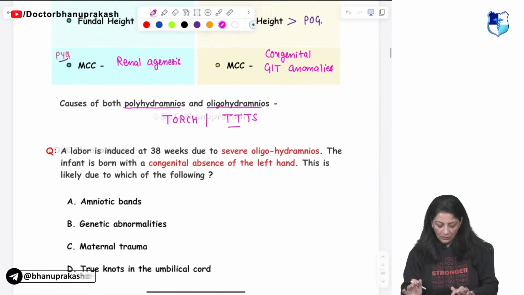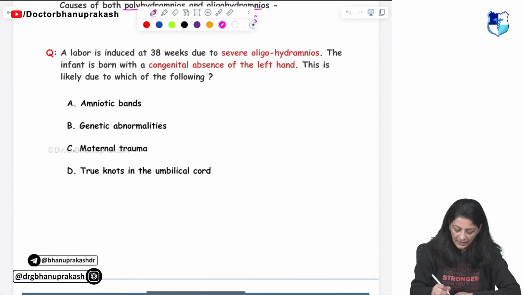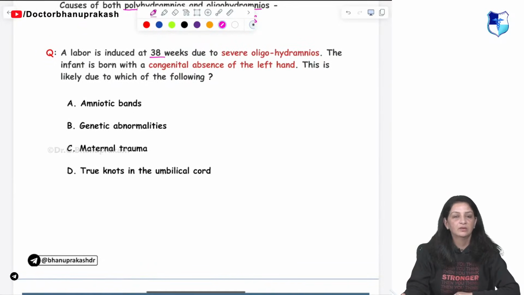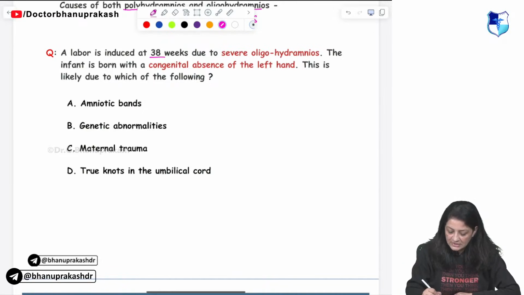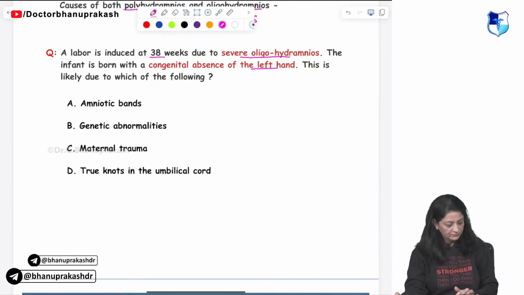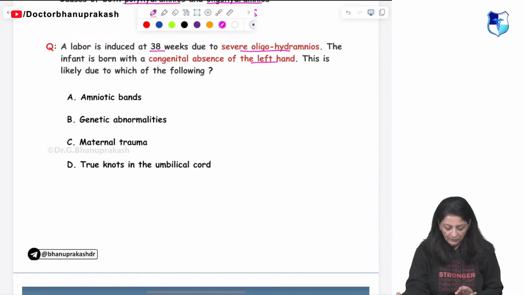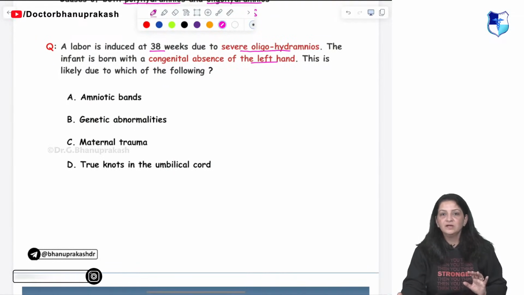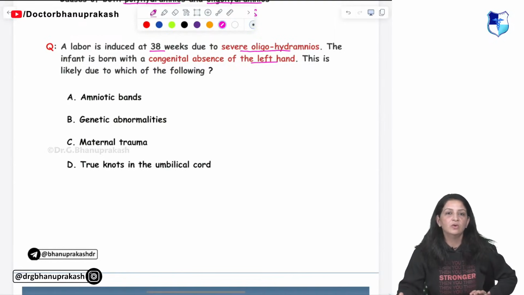Okay, clear? Now, labor is induced at 38 weeks of gestation due to severe oligohydramnios, amniotic fluid less than 200 ml. The infant is born with congenital absence of the left hand. This is likely due to which of the following? Amniotic band, genetic abnormality, true knots, or maternal trauma. Tell me what are the complications of severe oligohydramnios?